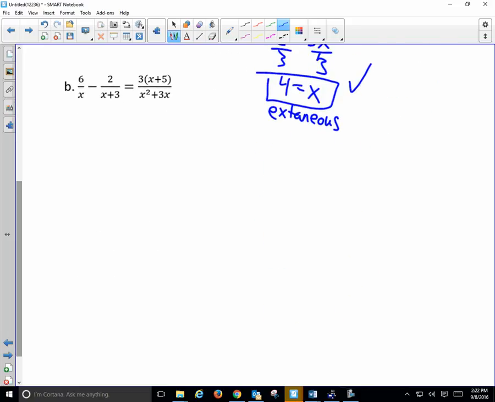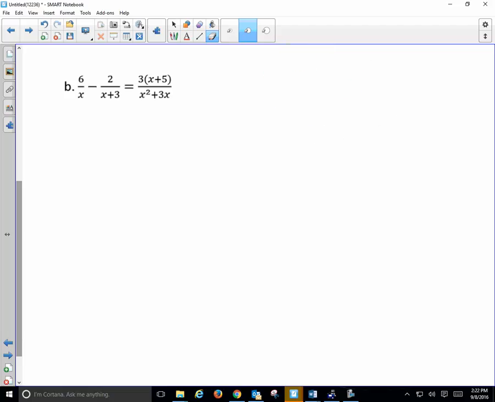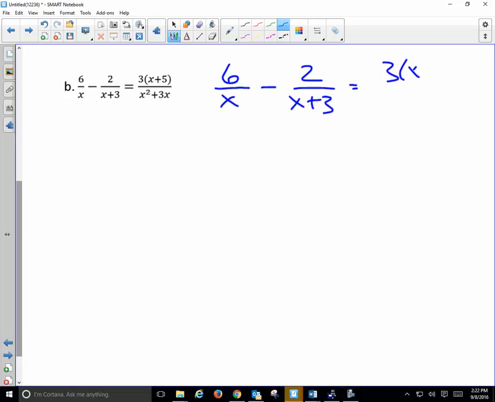Okay, and now we go into letter B. This is our last example. In order to find out the common denominator, sometimes we should rewrite the problem in a factored form. So you can see that x and x plus 3 are already factored, but the next denominator is not factored. How do I factor this denominator? What do I take out? An x, and I get x plus 3.